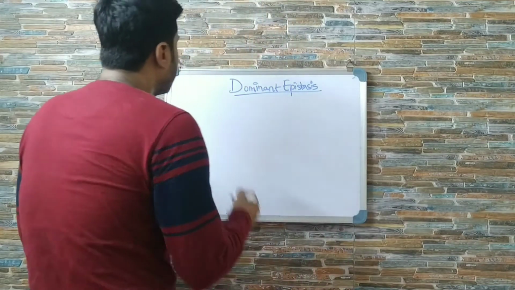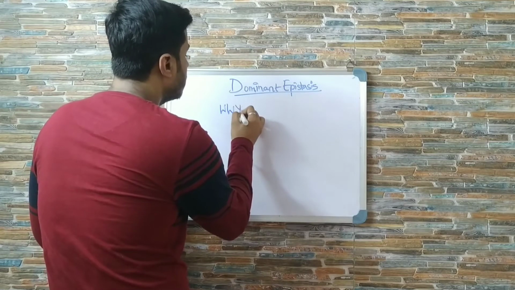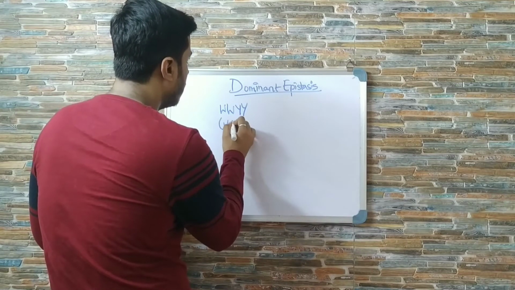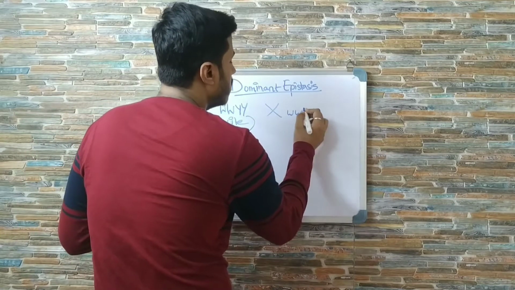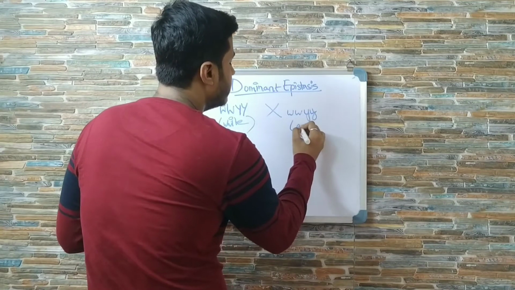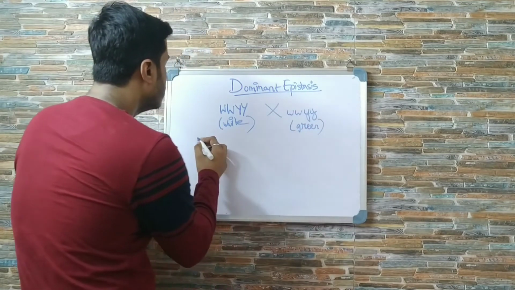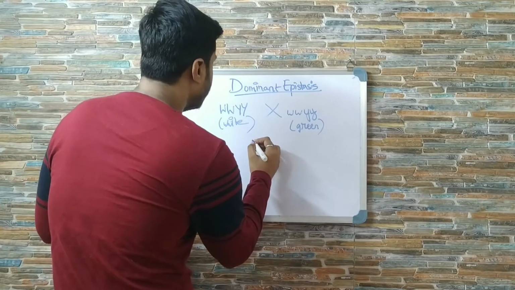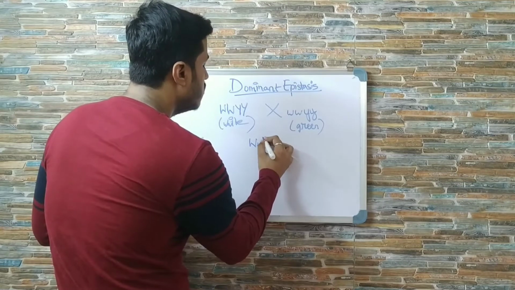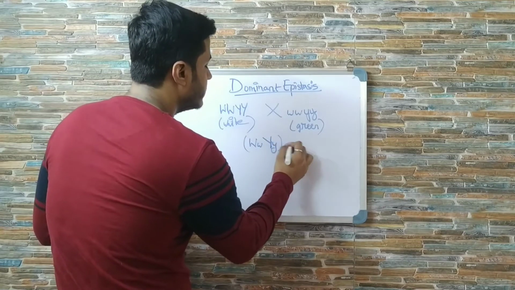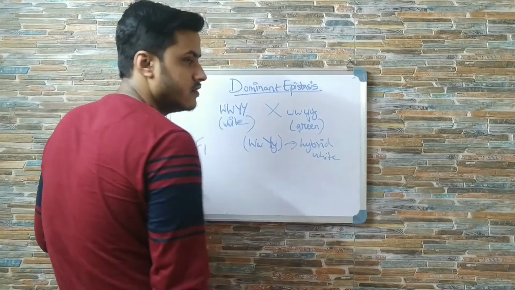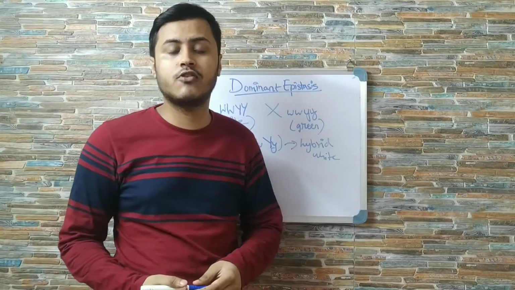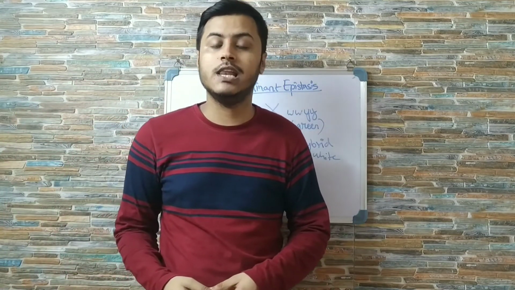Now, let's understand this with the help of a Punnett square. Consider capital W, capital Y as white, and there is a cross with small w, small y, that is green. So, the F1 generation will be hybrid, that is capital W, small w, capital Y, small y, which is white, right? Now, if there is a self cross, that is the F2 generation, let's look at that.